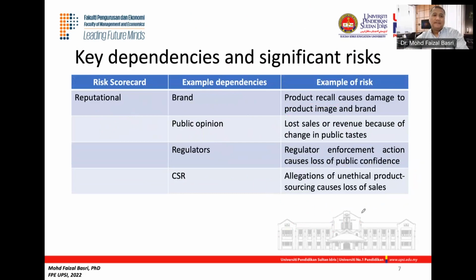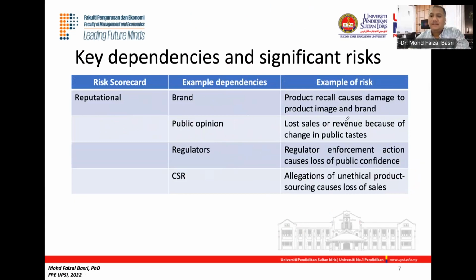Another element of risk from a reputational point of view. Okay, reputation risk, from brand image, public opinion, regulatory point of view, or CSR. These are some of the examples you can read on your own, and it's self-explanatory. You can check out what the relevant risks related to reputation are, for example.